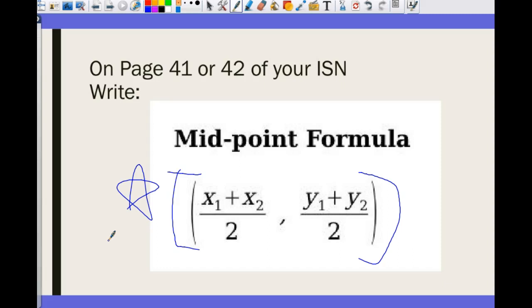Does anyone have any guesses on what the answer is? You guys are going to feel silly. Give me a hint. Starts with an A. Nope. Sometimes it starts with an M, depending on how you've been taught. All right. No. It is the midpoint. It is the midpoint formula.